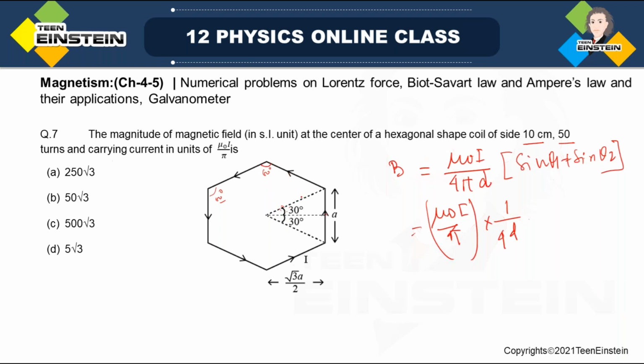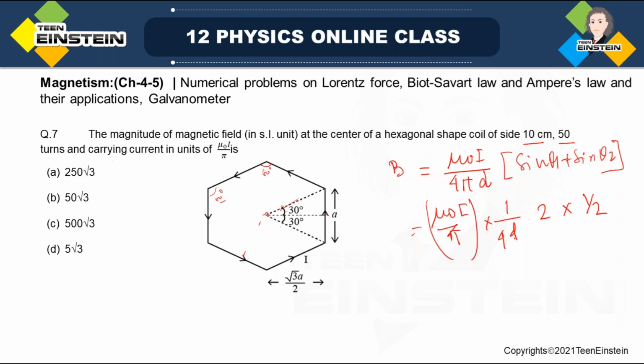Since the hexagon is uniform, if you add the diagonals to the center, each of them will make an equilateral triangle. Okay, equilateral triangle. Now in this case, theta 1 and theta 2 are actually 30 degrees for both, so 2 into half, we can write sine 30 degree.